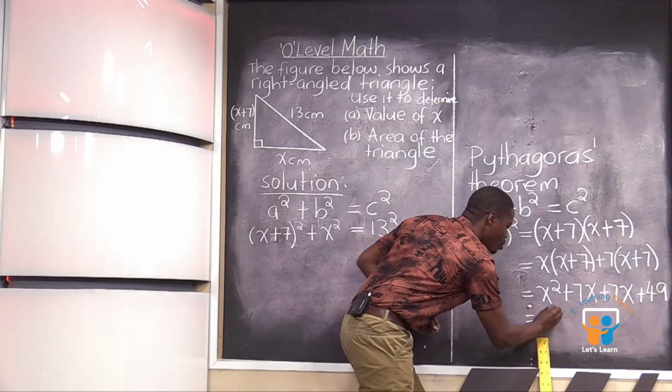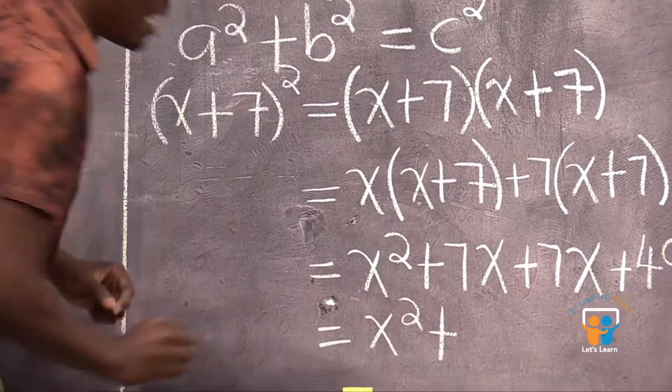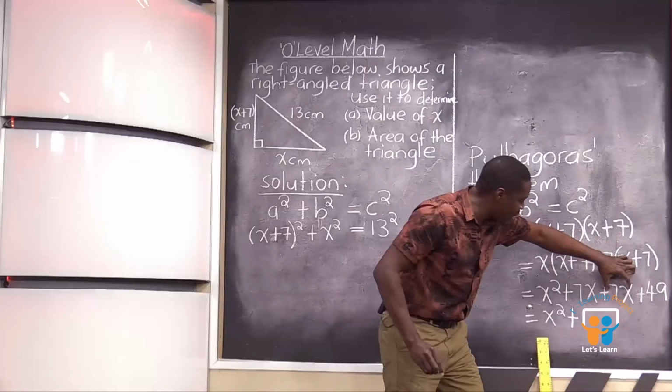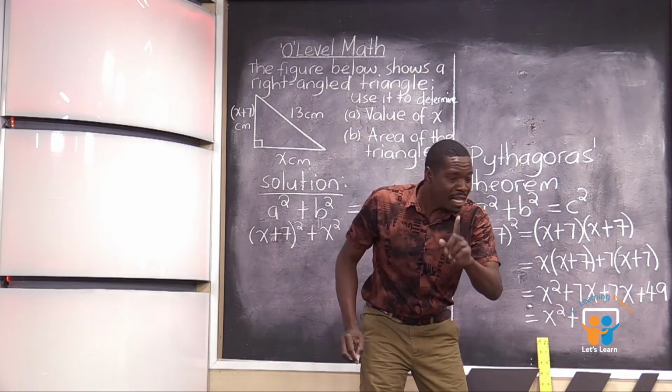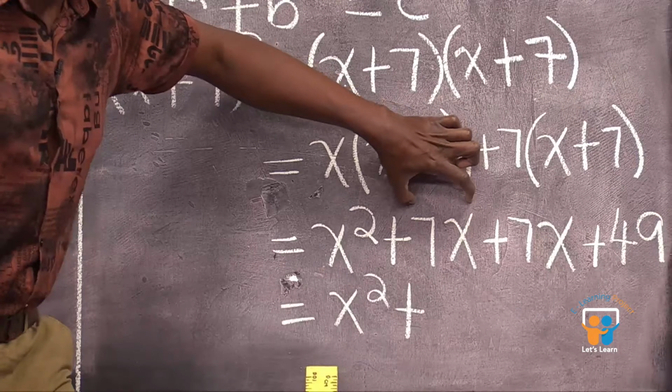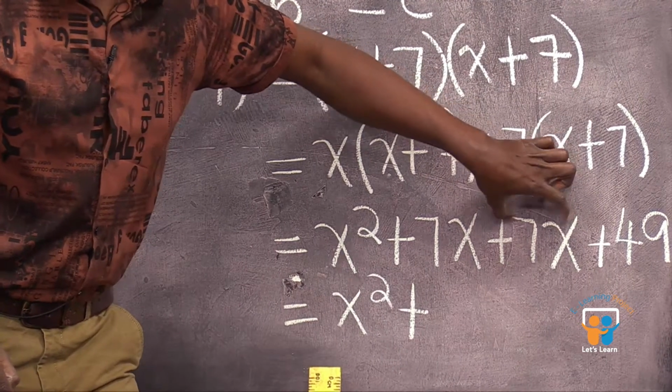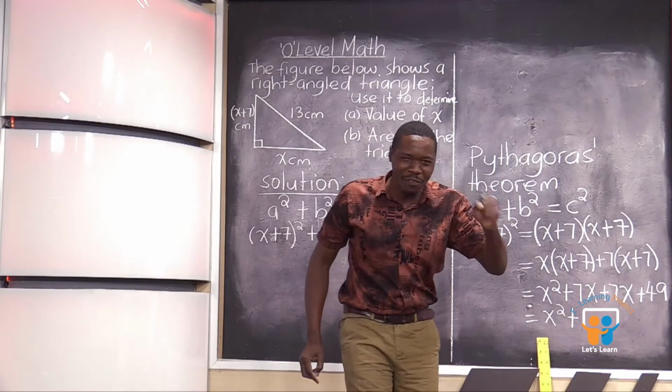We have our x squared plus, now we are having two common factors here. A 7x and a 7x. They come from the same family. We are going to add a 7x plus another 7x. What do you get as the answer? Someone is telling me 15x. No, it cannot be 15x.